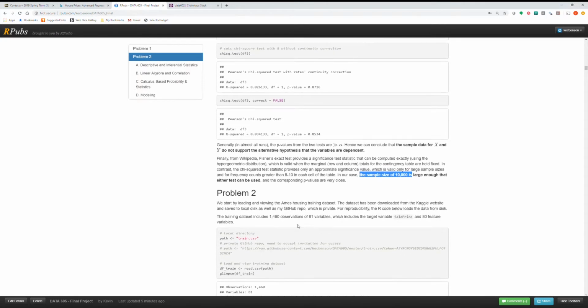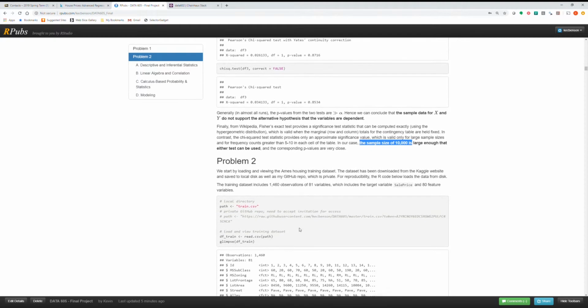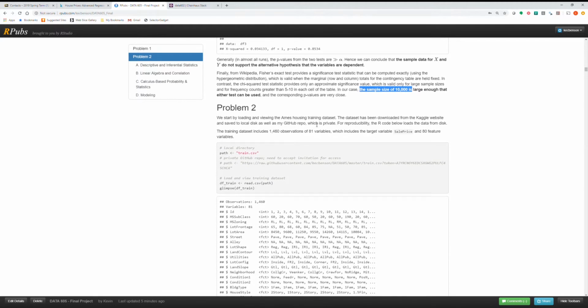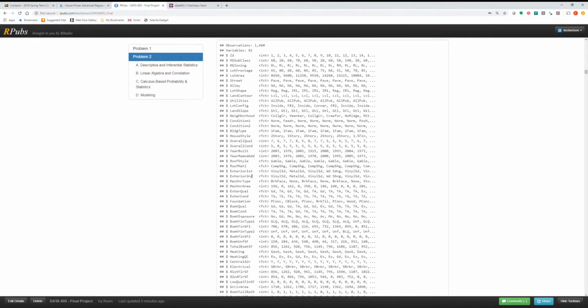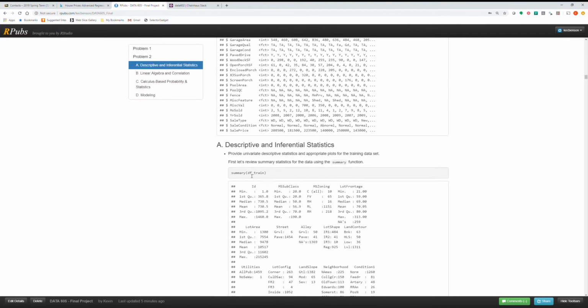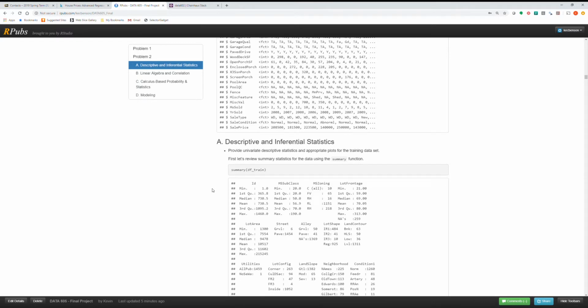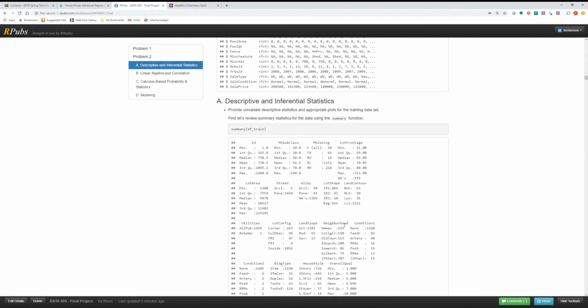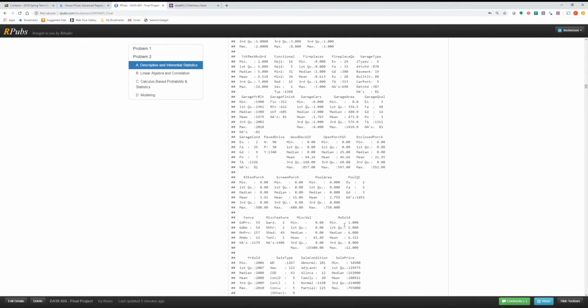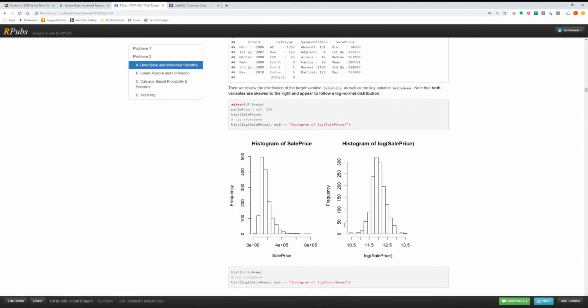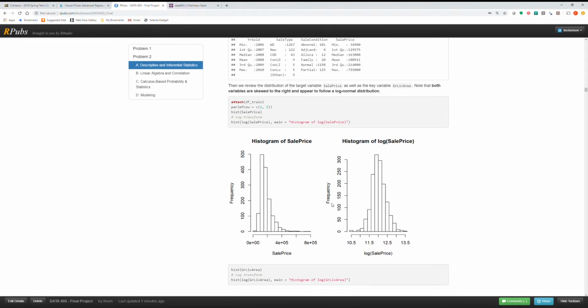That was problem 1. The next problem, problem 2, relates to the Ames housing data set. We start out by loading the data and viewing it, and then we provide some univariate statistics and summary statistics and plots for the training data set. We can first get a view of the data by summarizing each of the variables and then plotting some histograms.